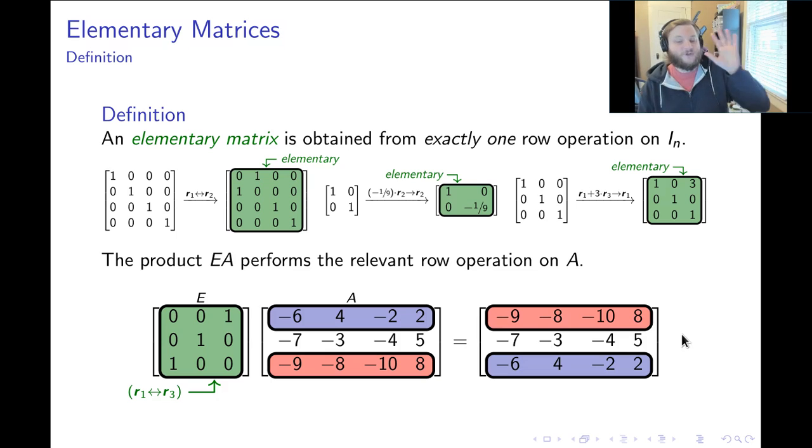So if you construct an elementary matrix from a particular row operation, you can then use that elementary matrix to multiply by any other matrix on the left, and the result is what you would have gotten if you did that elementary row operation on the particular matrix you multiplied by.